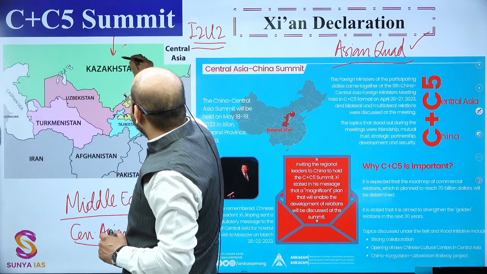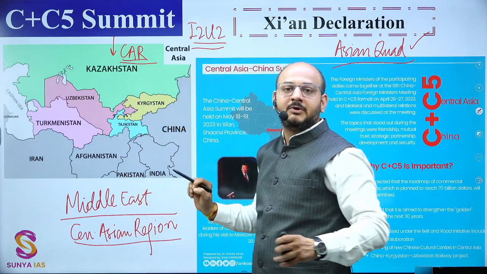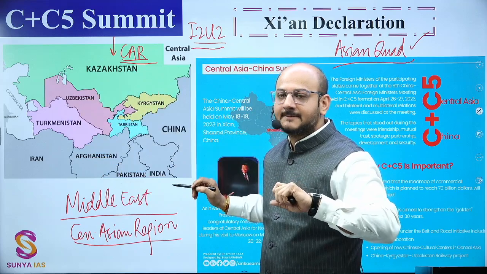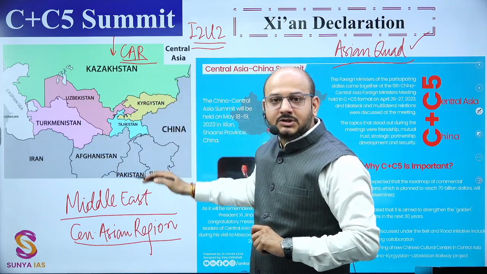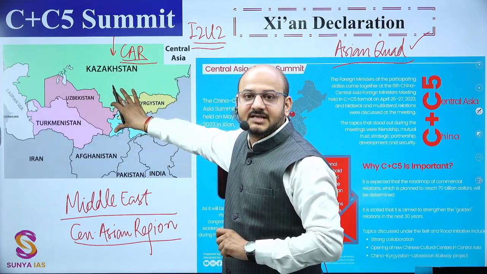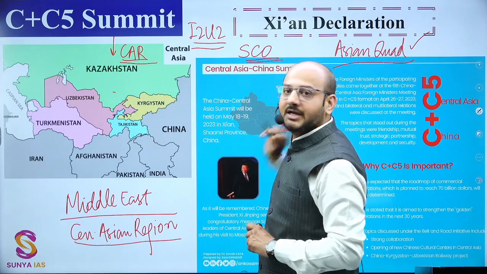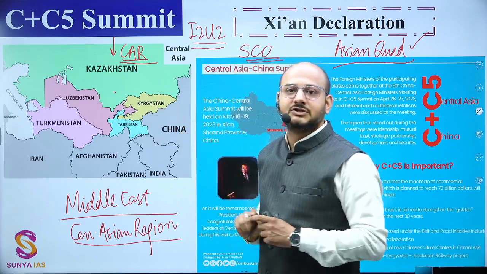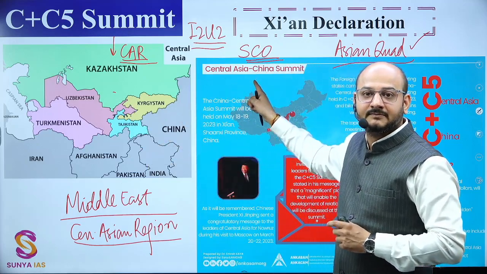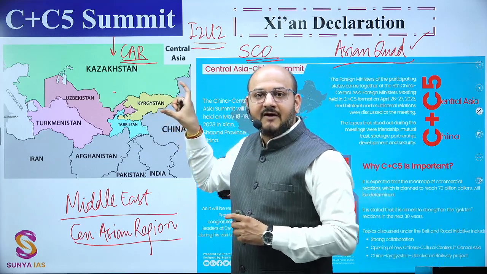This is called the Central Asian region. As homework, what you should be doing: find the capitals of all these 5 countries, and the north to south, east to west arrangement is very important. How many of these countries are members of SCO, the Shanghai Cooperation Organization? How many of these countries touch China? 3 countries will touch China. Not all of them are members of SCO. Getting this point? So these are the things that you have to keep in your mind.